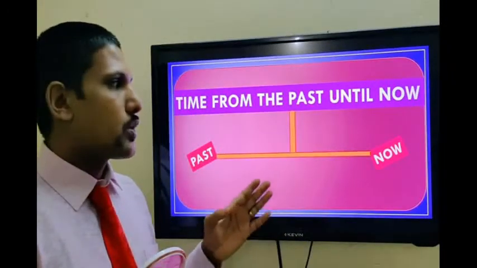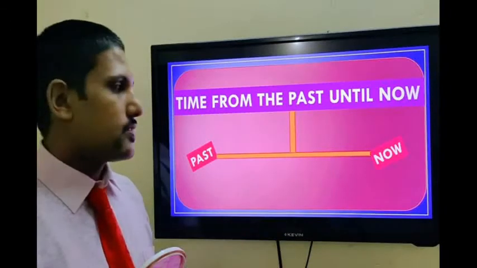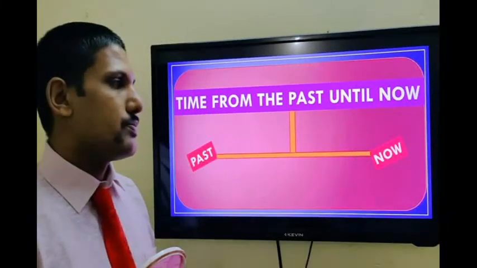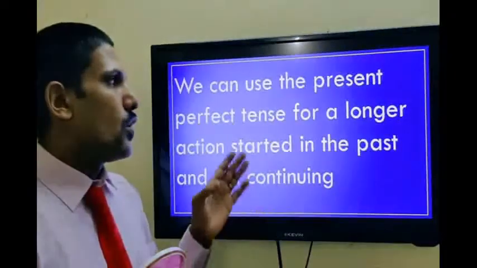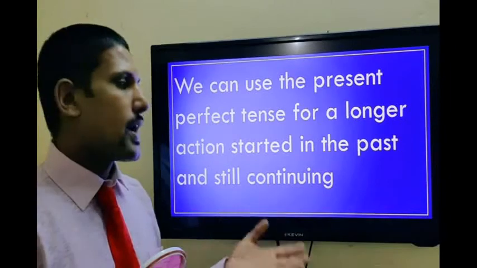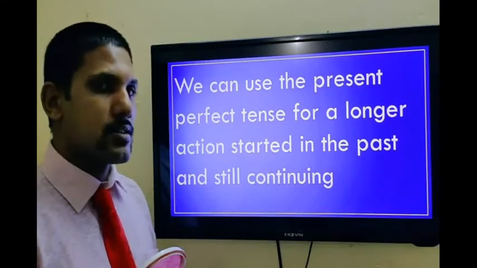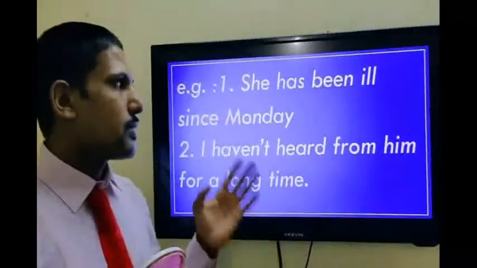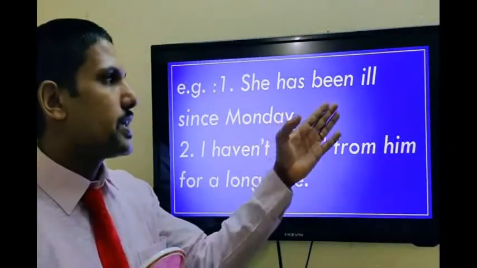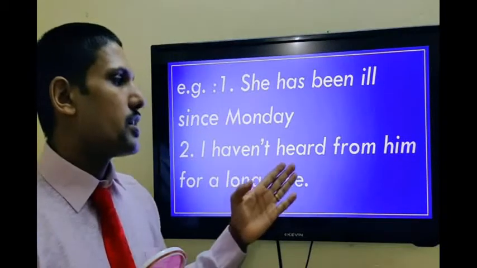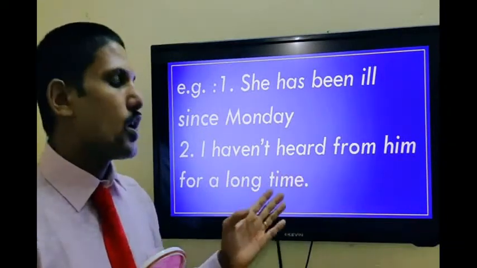When we speak about an action in present perfect tense, it is from the past until now. We can use the present perfect tense for a longer action started in the past and still continuing. Examples. She has been ill since Monday. I haven't heard from him for a long time.